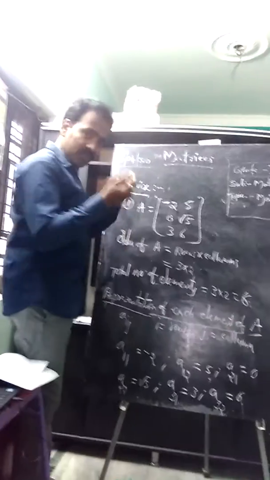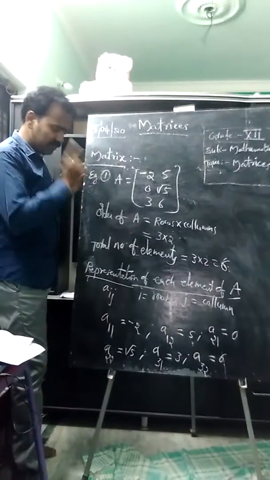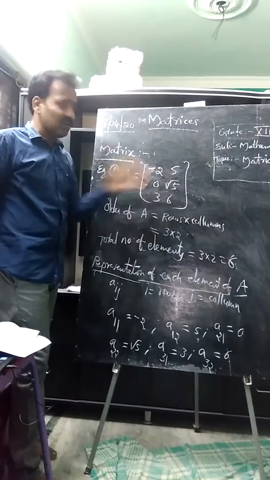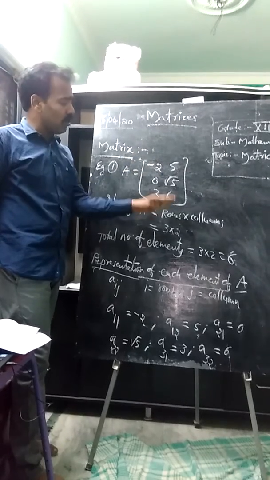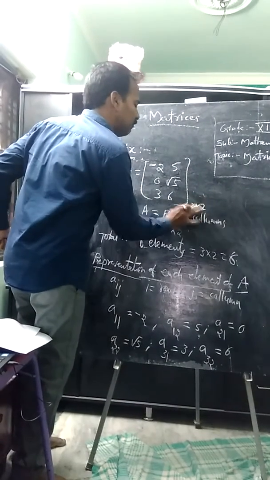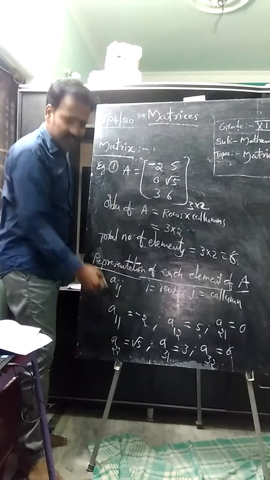So here, once again I am repeating. First, order of matrix. Next, total number of elements. Next, third point, representation of each element of given matrix. So based on its order, each and every element of matrix we can represent like this.